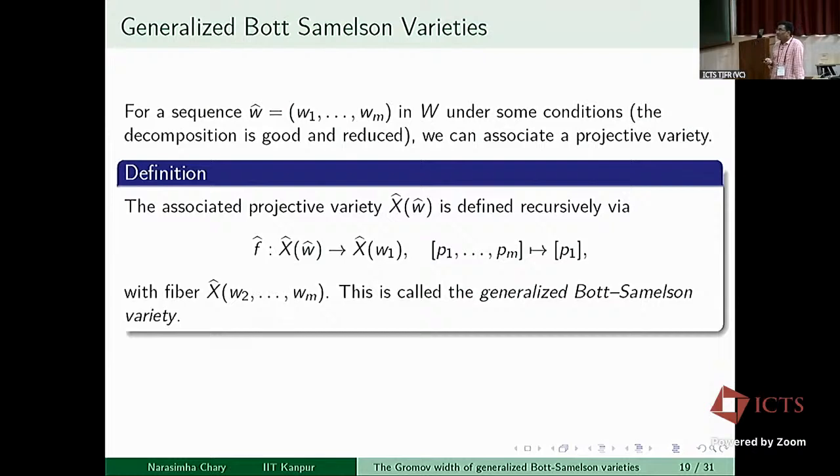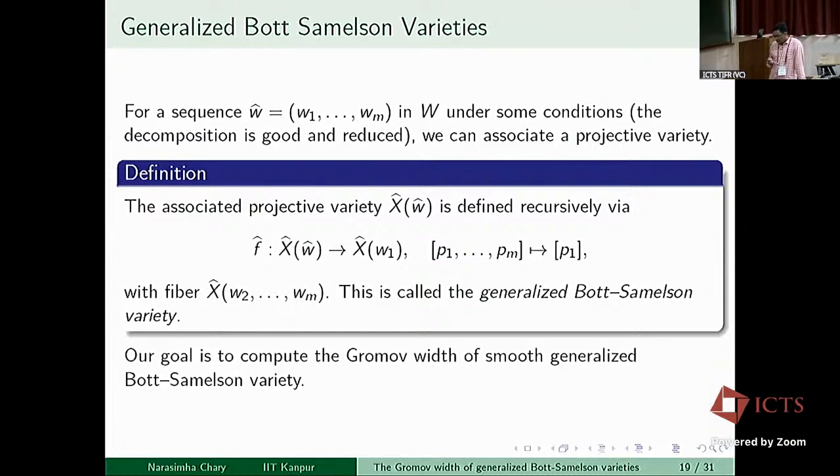So similarly, inductively we can extend this construction to any W1 to Wm. And also we have a natural map. The base is again a Schubert variety, and the fiber is an iteratively constructed generalized Bott-Samelson variety. So this is called a generalized Bott-Samelson variety.